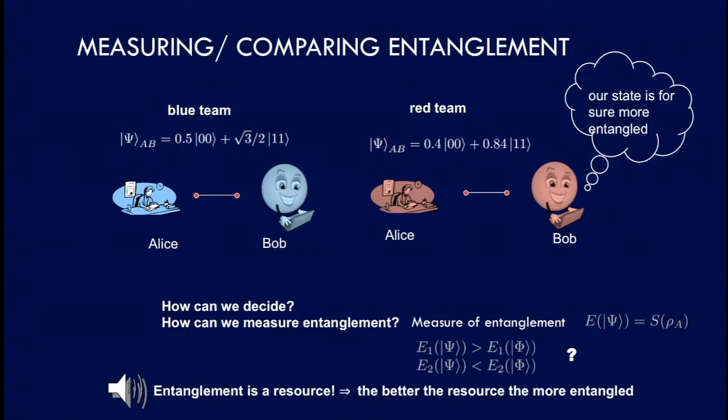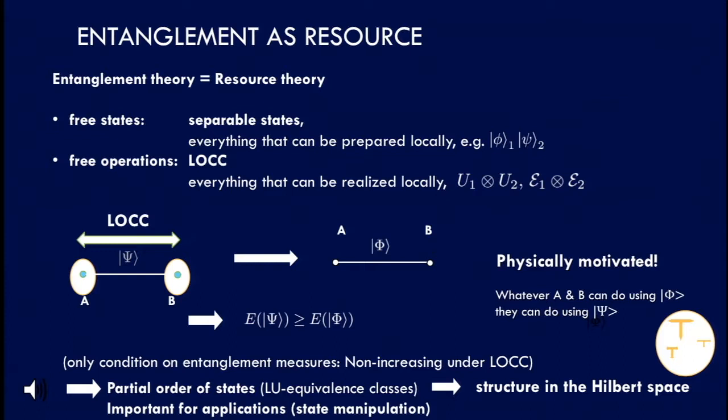And this we can do because, as I said, entanglement is a resource. So the better the resource, the more entangled, meaning that any entanglement measure should take this into account: that entanglement is a resource to overcome this LOCC. I will be more clear in the next transparency. So resource theory means what? That we have free states and free operations, so whatever we can do with this LOCC, so locally assisted with classical communication, doesn't cost any entanglement. So this is for free.